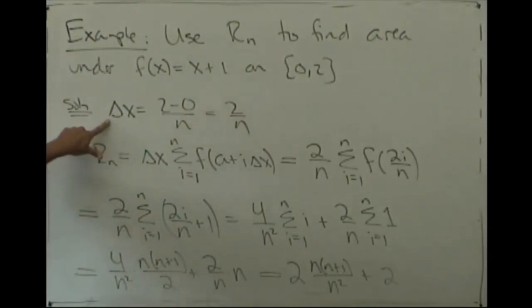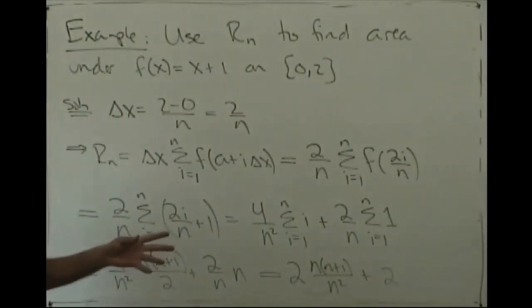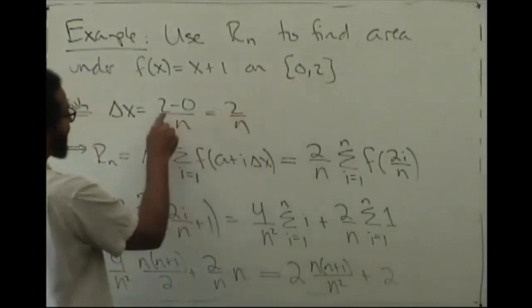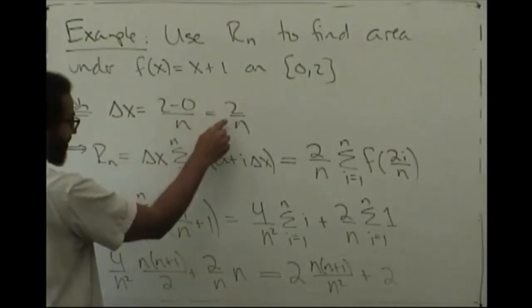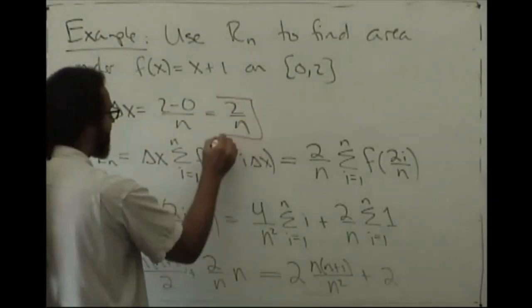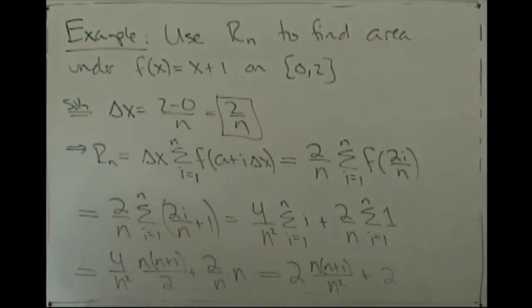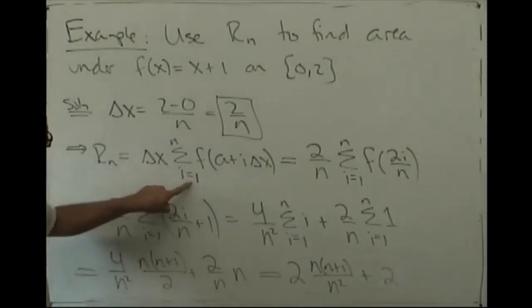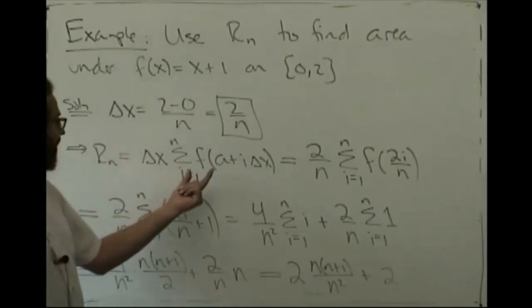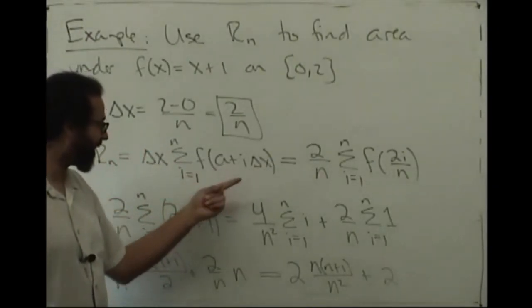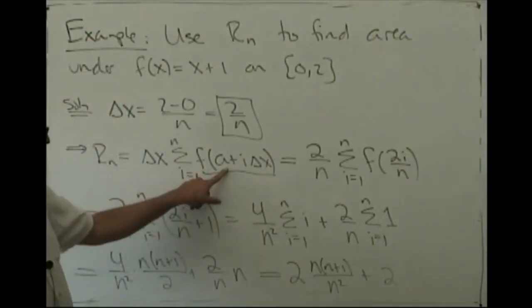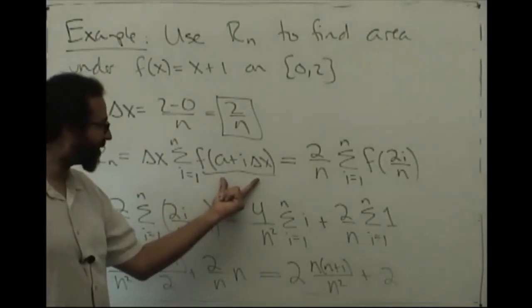So step number 1, find delta x. Using this uniform partition, I know that delta x is b minus a over n, so I get 2 minus 0 over n, so that's just 2 over n. So here's my delta x. We know what the right endpoint approximation using n rectangles is. It's delta x times the sum starting at 1, stopping at n, of f of a plus i delta x. Remember, this thing was the height of each individual rectangle. So this is the height of the ith rectangle.